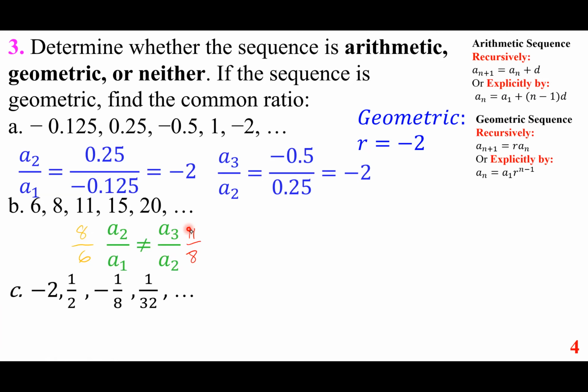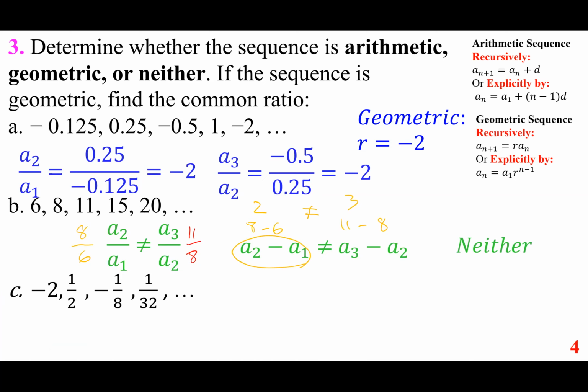Also, we can look at them from the arithmetic point of view. That means 8 minus 6, a sub 2 minus a sub 1. Is it equal to 11 minus 8, which is a sub 3 minus a sub 2? They are not equal either, because this one is 8 minus 6, or 2, and this one is 11 minus 8, or 3. Therefore, it's neither an arithmetic sequence nor a geometric sequence.